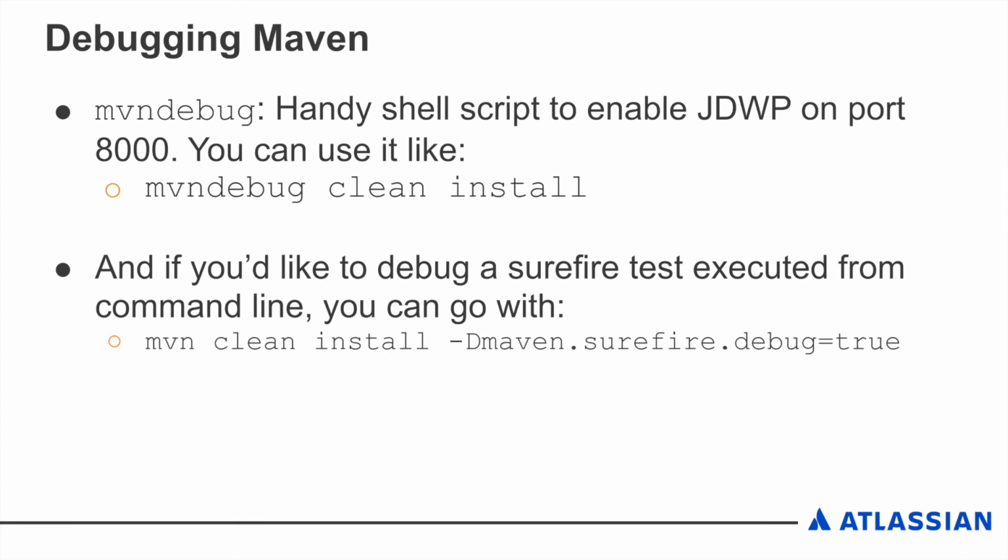Debugging Maven is easy, and you can use the mvnDebug handy shell script to enable the Java Debug Wire Protocol on port 8000. You can use it on the command line like mvnDebug clean install, and this will enable the Java Debug Wire Protocol.